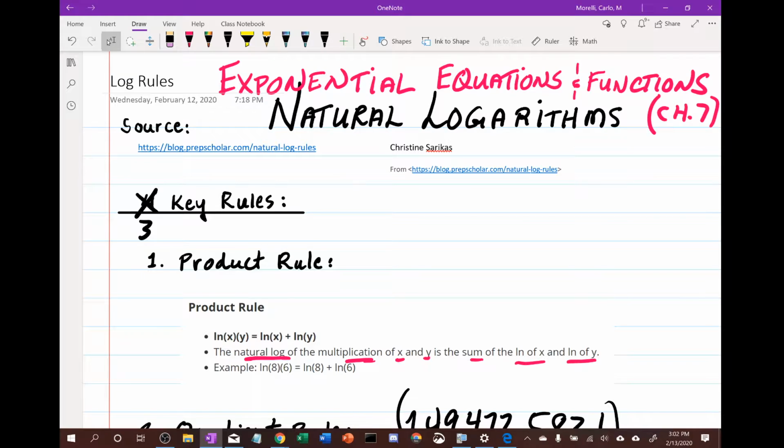The word product and then the word rule. And to the left of that, number one. And then we're gonna create our example, and then we're gonna put it in the calculator together.